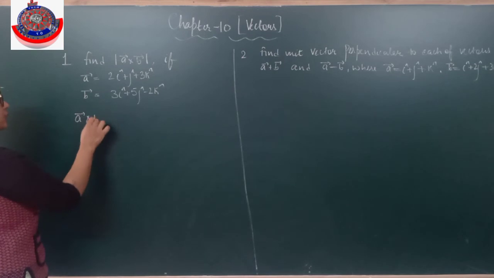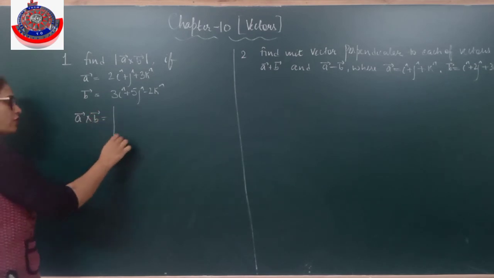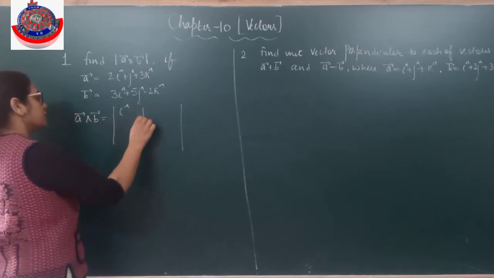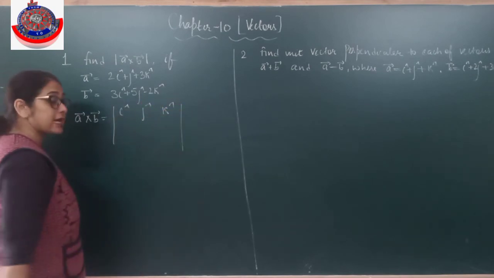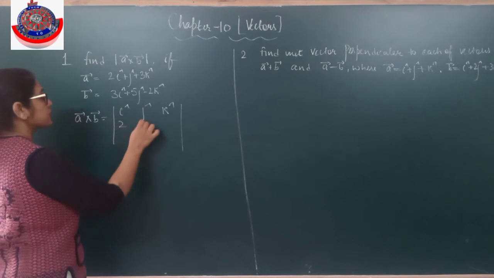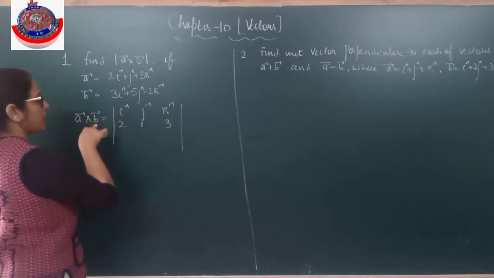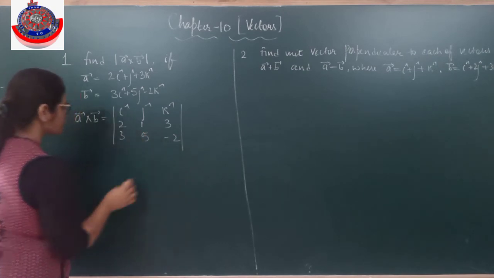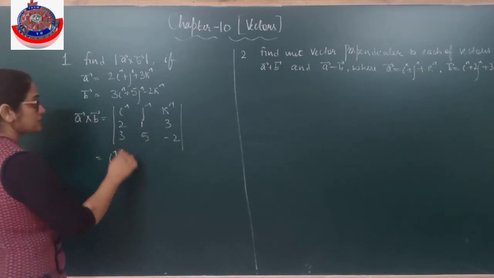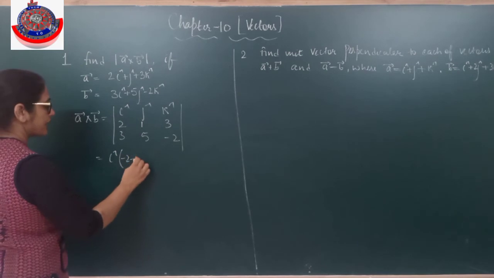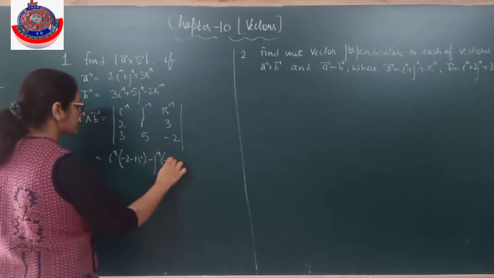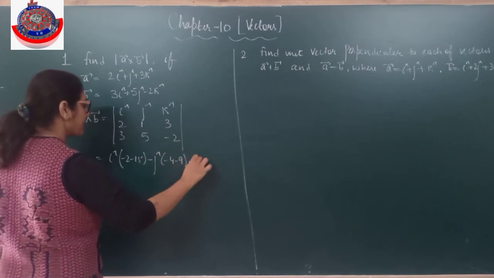And we have done this when the vectors are given in component form. How do we find A cross B? It is a determinant: the first row is I, J, K cap. Second, direction ratios of the first vector. And third row is the direction ratios of the second vector. So we'll find this. -2, -15, minus J cap, leave this, -4, -9.